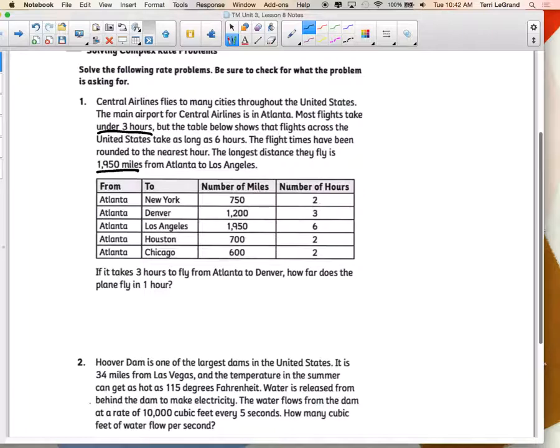Okay, is there anything else? Ikea? Most flights across the United States take as long as 6 hours. Okay, so flights can take as long as, not most of them, but they can take as long as 6 hours, right? So there's another piece of information we may or may not use.